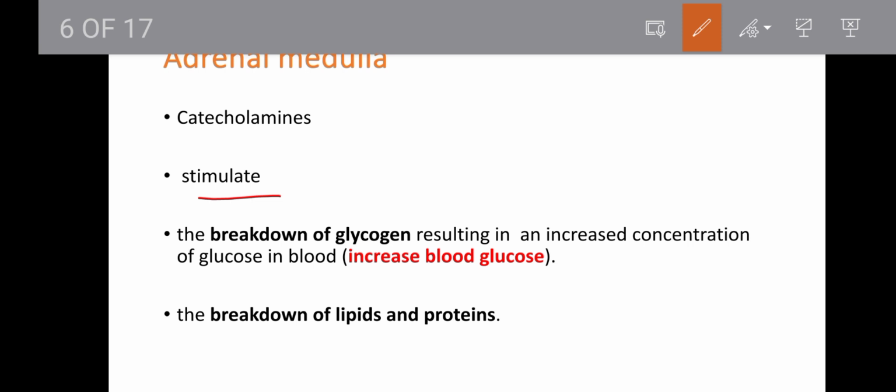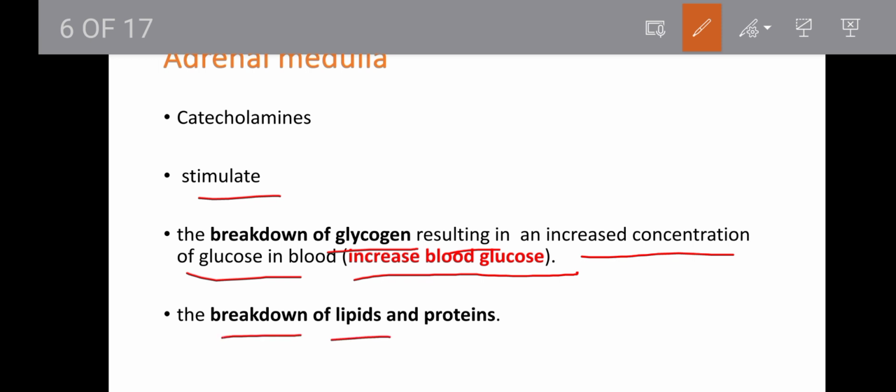Catecholamines stimulate the breakdown of glycogen. Glycogen is a homopolysaccharide of glucose. So when glycogen breaks down, glucose is formed. So the breakdown of glycogen results in an increased concentration of glucose in the blood. So catecholamines stimulate increased blood glucose. Catecholamines also stimulate the breakdown of lipids and proteins.